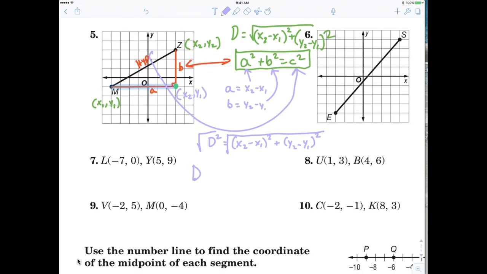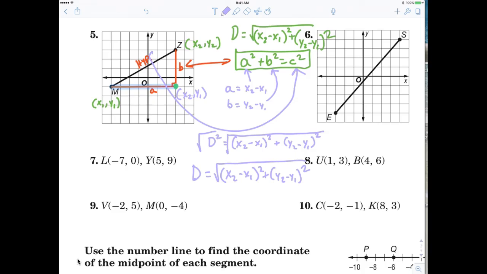So your distance is the square root of (x2 minus x1) squared plus (y2 minus y1) squared. Pat yourself on the back. That's a great job. All right? Not many people can do that. Although I don't think it's really that hard, actually. You've got to pay attention a little bit, but I don't think that's that hard.